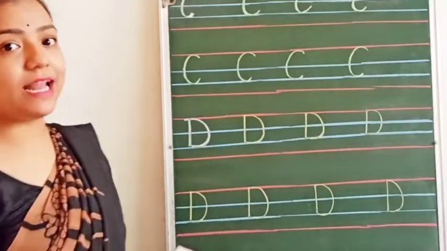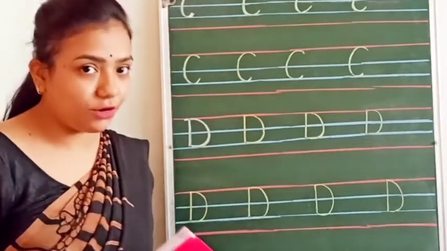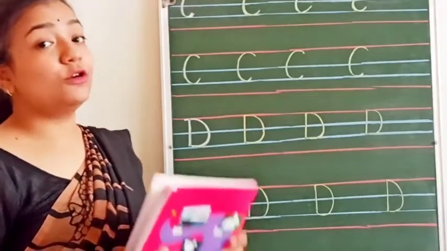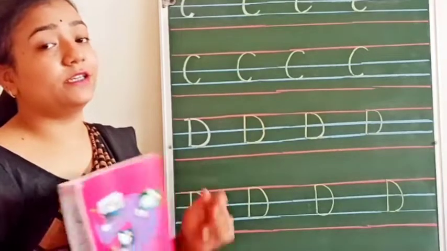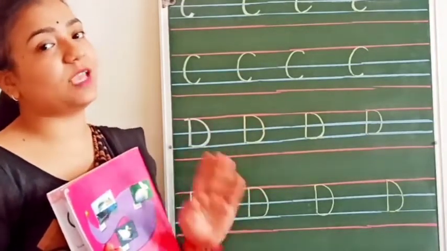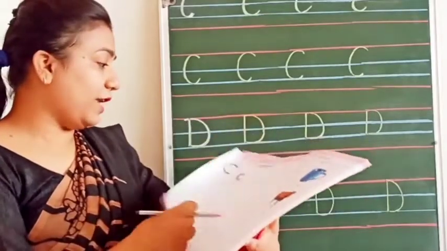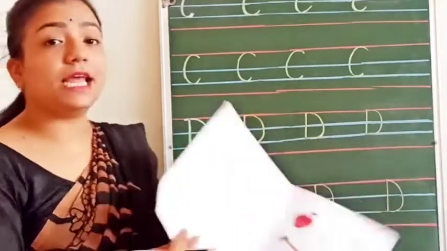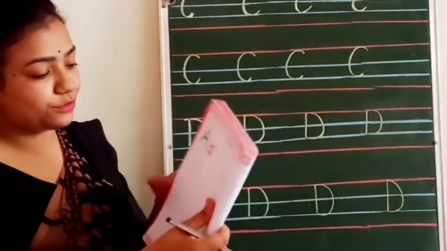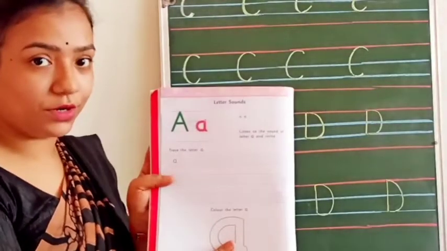So children, as we have completed letters C, D and E in our copy, we will write those letters, whatever we have done in our copy, we will do the same in our book also, okay. So we have not written letter A and B in our book, okay. So today you will do letter A and B in your book, okay.